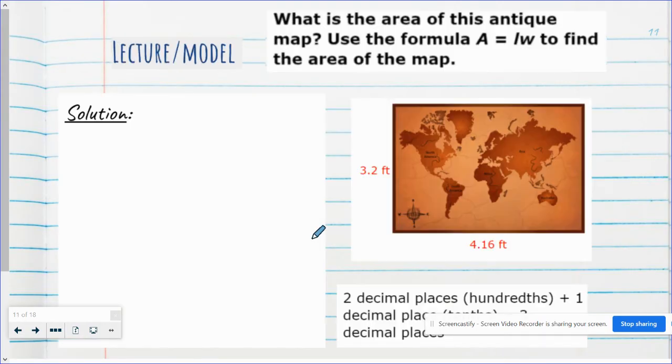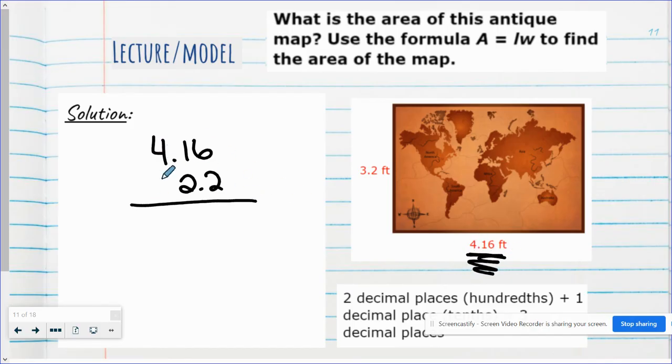All right, let's do one more example of multiplication. What is the area of this antique map? Again, area is always length times width. We have 4 and 16 hundredths. Notice how I'm putting the number with more digits on top. You always want to put the number with more digits on top. All right, now we're going to multiply like normal. We're going to ignore the decimals for now.